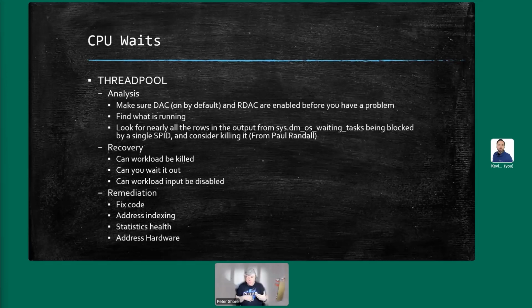Address indexing. Make sure we've got appropriate indexes. When we're addressing indexes, always look to get rid of duplicate indexes and overlapping indexes and unused indexes, which are not necessarily going to come into play here, but they come into play in another wait type later.